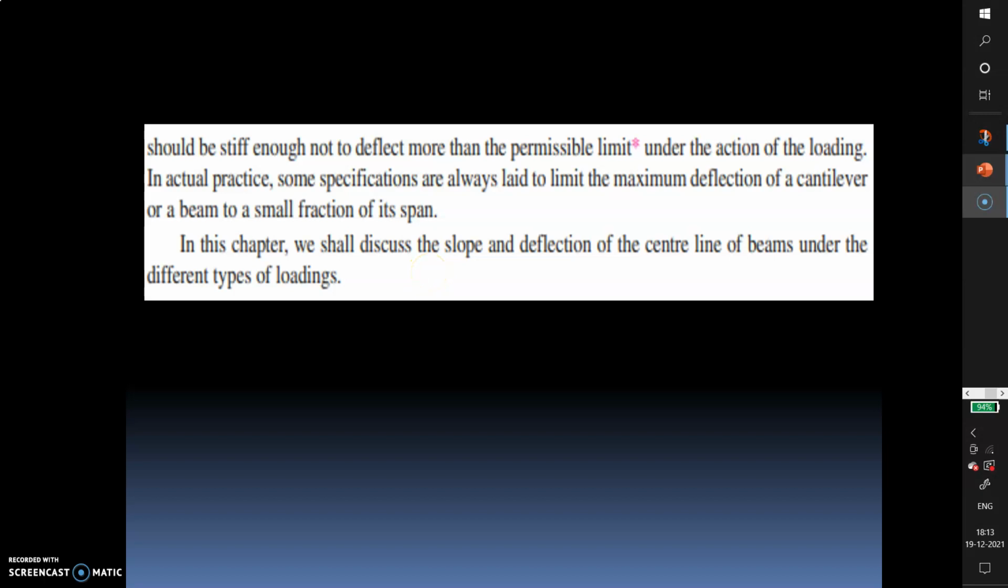Or in other words, the beam should be stiff enough not to deflect more than the permissible limit under the action of the loading. In actual practice, some specifications are always laid down to limit the maximum deflection of a cantilever or a beam to a small fraction of its span. In this chapter, we will discuss the slope and deflection of the beams under the different types of loading.